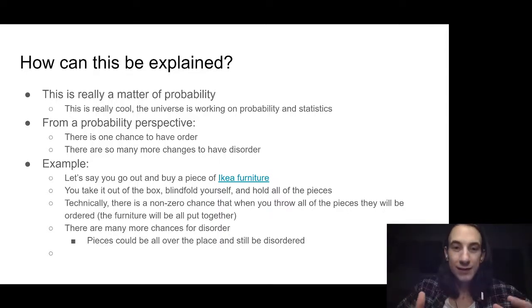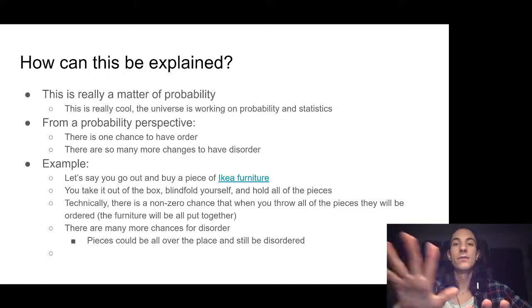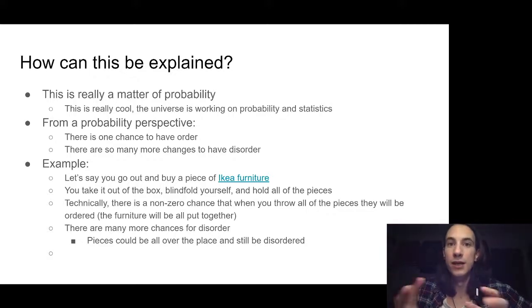So if we think about this from a statistics perspective, it's the same thing with these particles moving. There's a low chance for this really highly ordered system where all of our particles are staying still and one is doing its thing with its energy. It's a low chance. But there's a much higher chance for all these particles to be disordered and moving around.